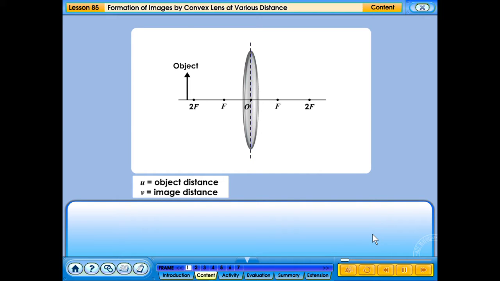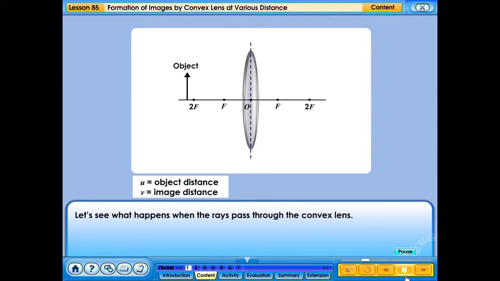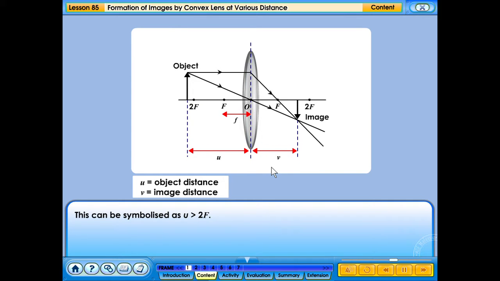Formation of image by convex lens. What happens when you place an object at a distance greater than twice the focal length of a convex lens? Let's see what happens when the rays pass through the convex lens. Click on the lens to find out. This can be symbolized as U is greater than 2F.